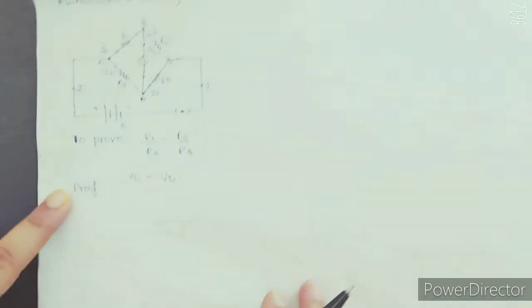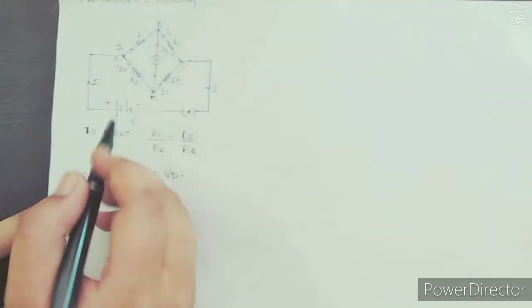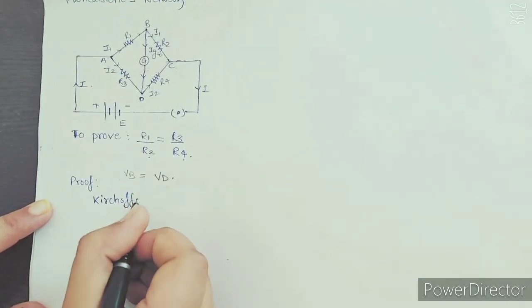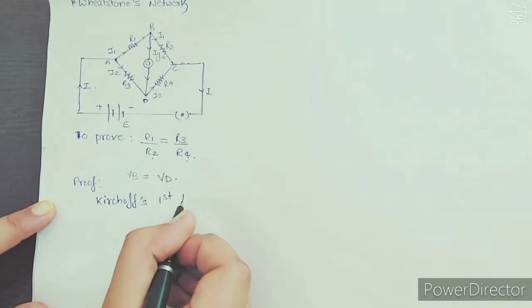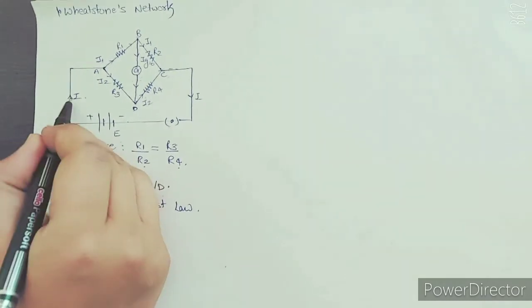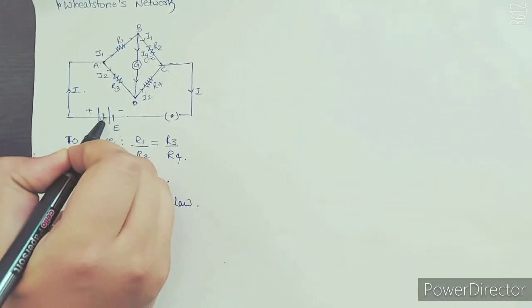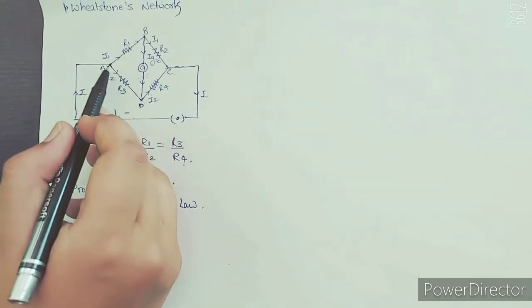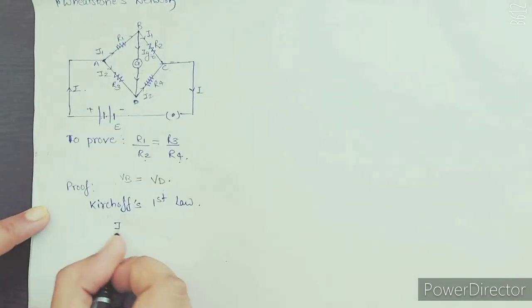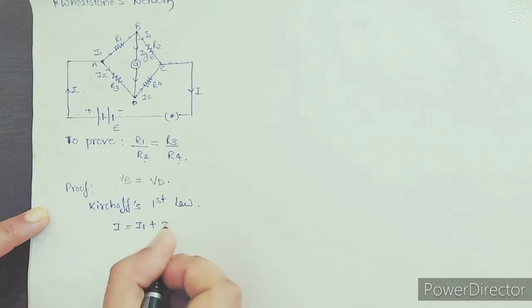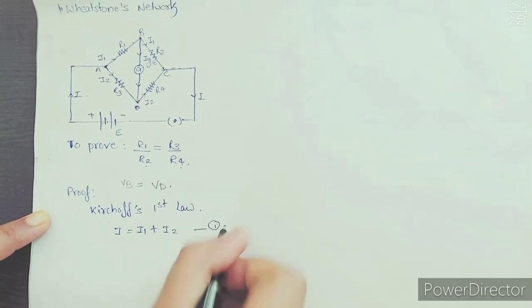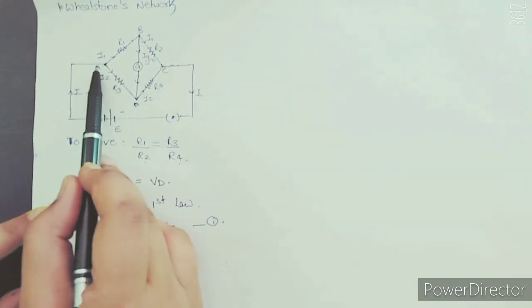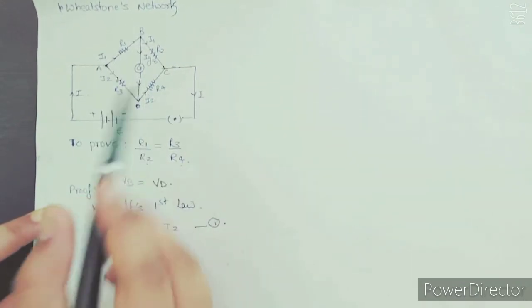So let us prove this. By Kirchhoff's first law, the current I flowing from EMF E is split at junction A into two, that is I1 and I2. So I is equal to I1 plus I2. This is my first expression. Then I consider a closed loop and apply Kirchhoff's second law.